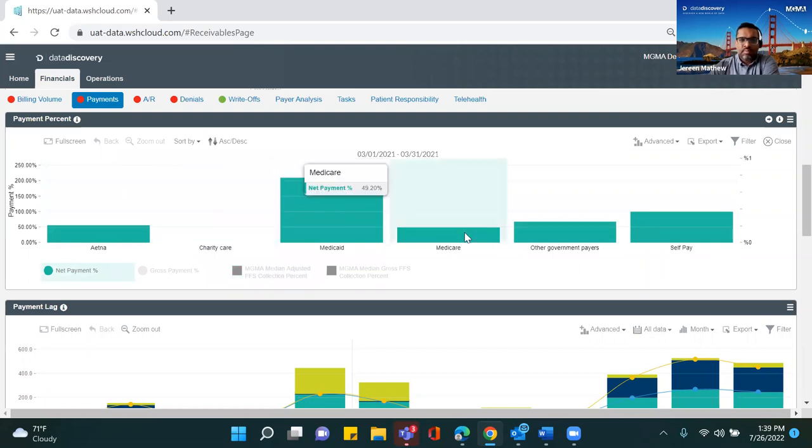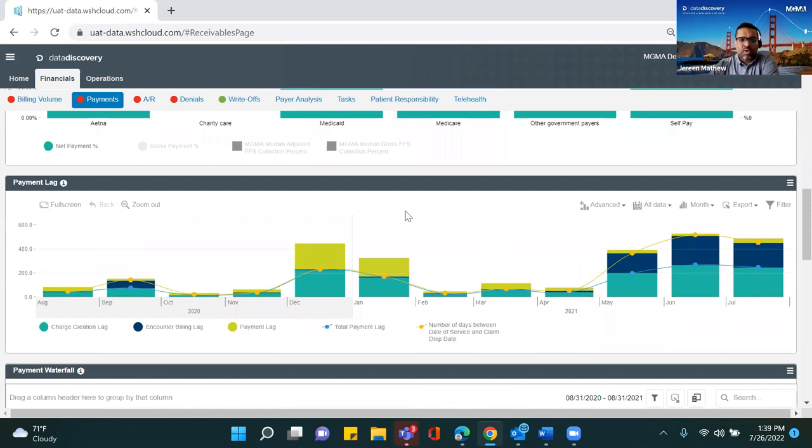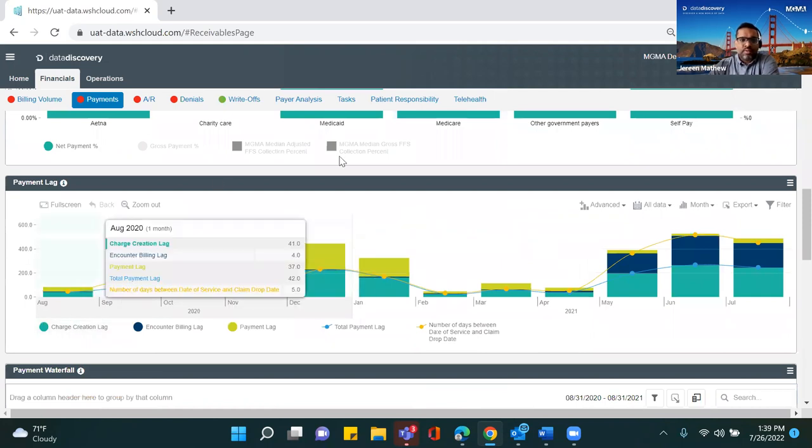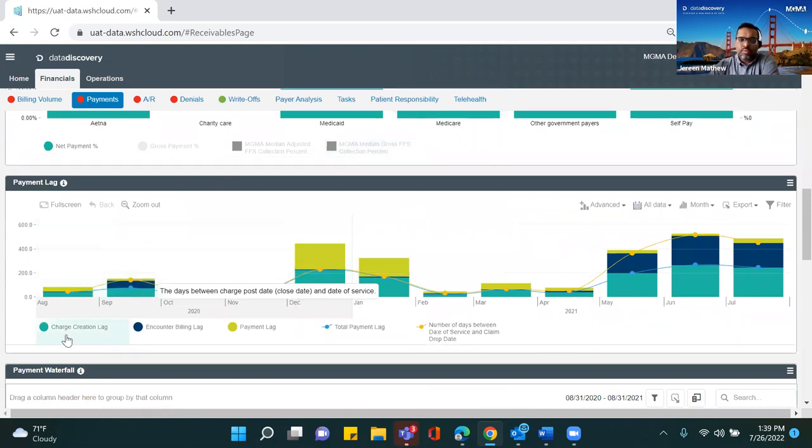And Medicare is at 49. So for this period, I'm seeing low payments. Maybe I expect it to be high. Start off with payment lag. If my payments are low, did I bill out fast enough? Was it a claim creation problem? Was it a billing problem? Or was it a payment lag, the delay from the payers sending payments in time?